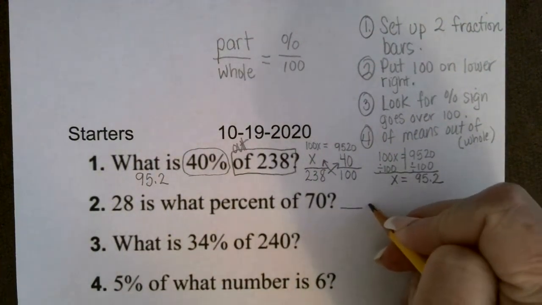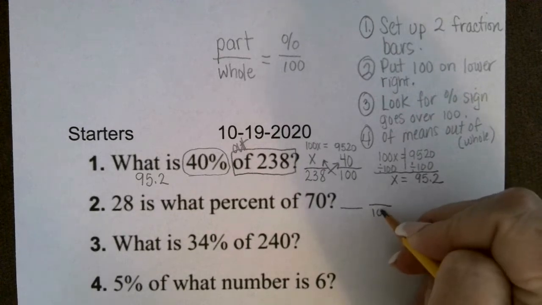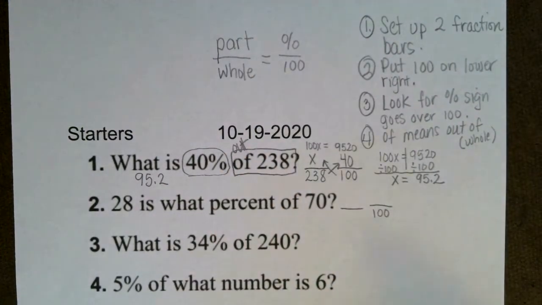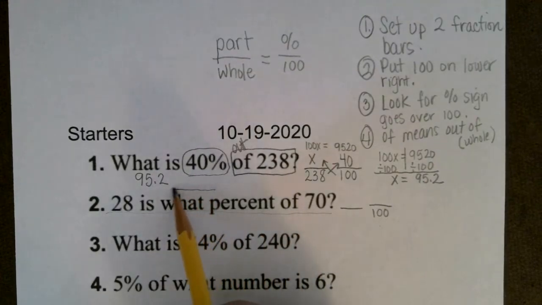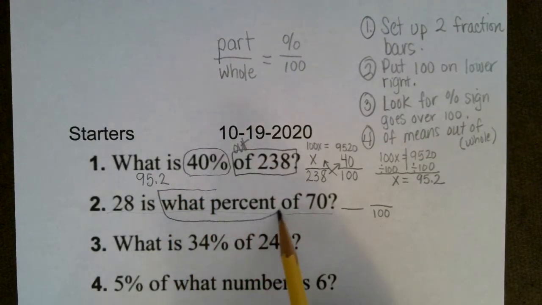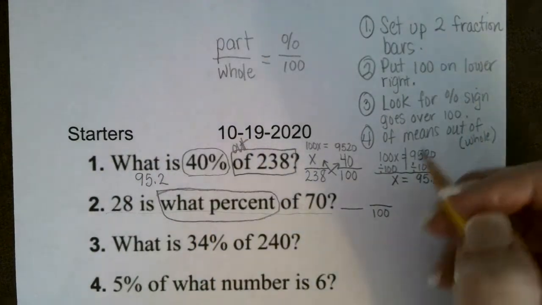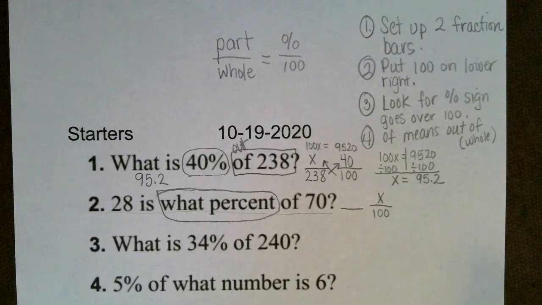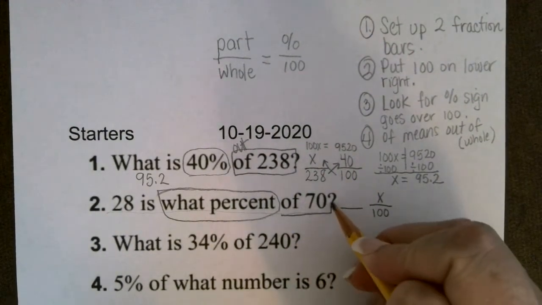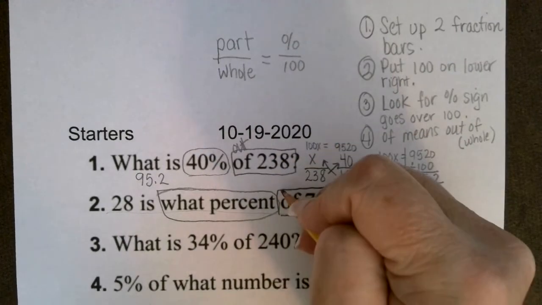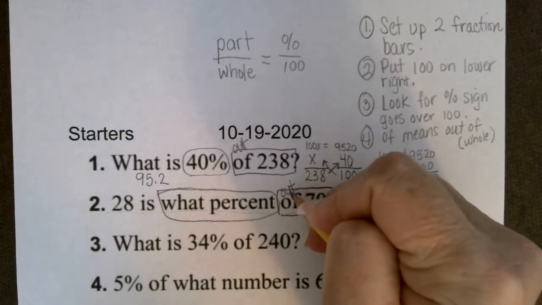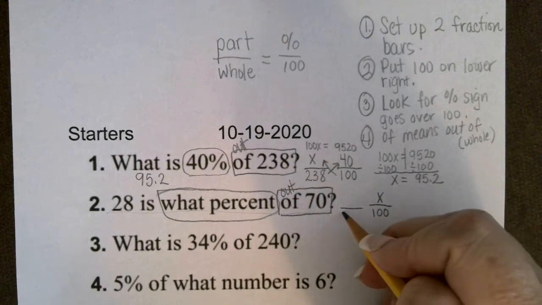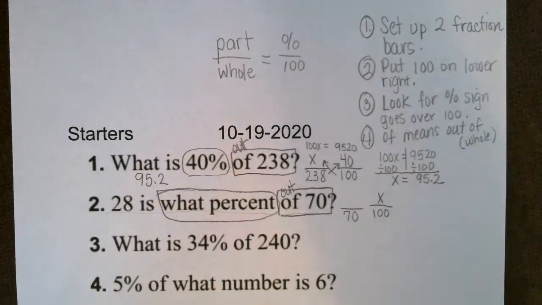We set the next one up. We put the 100 down in the corner. We search for a percent sign. We don't see one. What we do see is the words "what percent." That means that's the thing that we don't know. So that's where our variable goes. We don't know the percent. We look for the word "of" because that means "out of," which is going to tell us the whole thing. Out of 70 means there's 70 whole.